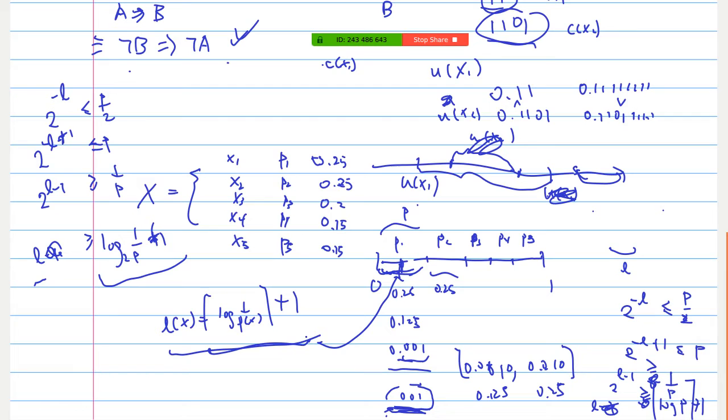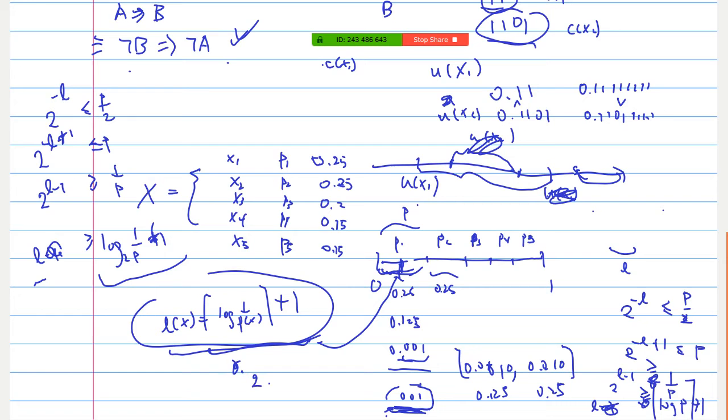So therefore if I take this as an example, the corresponding covariant would be something like I start from the midpoint here. If I use this equation instead, my P is like 0.25, log 1 over P, this is basically 2 here, so it's equal to 3, right?